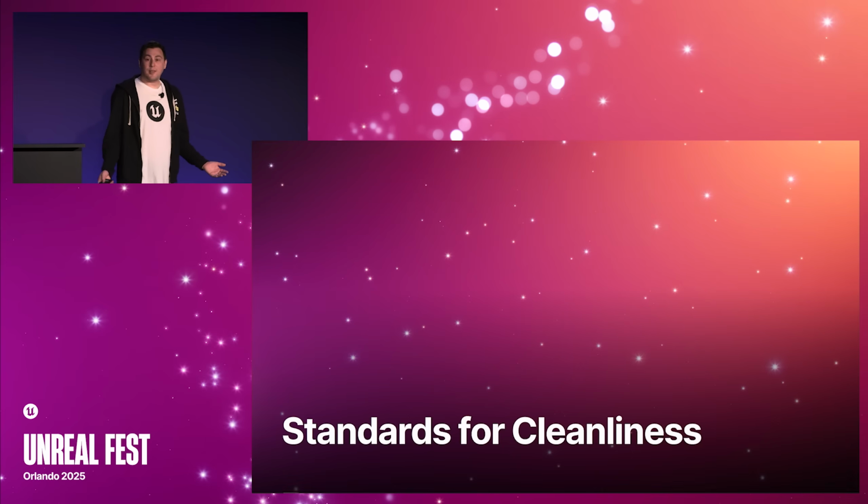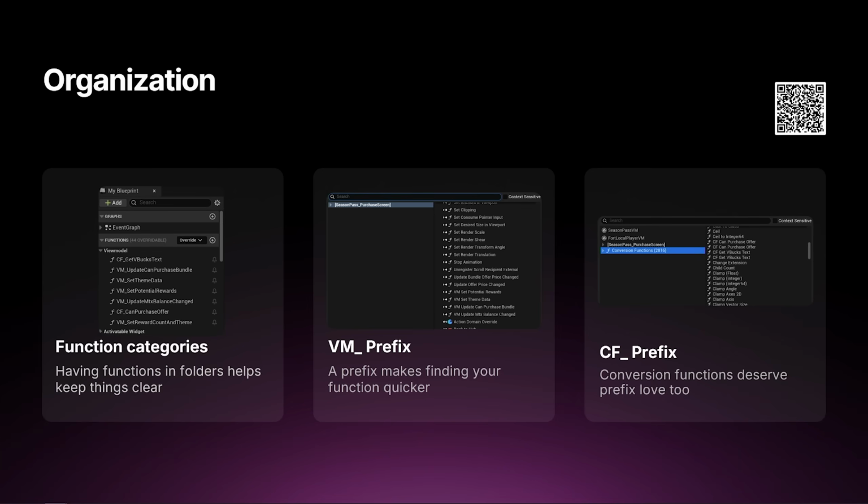All right, now let's talk about some tips for cleanliness and setting up your UI with MVVM. Every team has their own standards, but I thought it might be helpful if I show you some of ours. So the first thing you can do is to organize your functions into categories. Having them in folders helps to make things clear. There's a Viewmodel default category that you can use, or you can name your own. If you haven't used function categories before, you can find the field in the details panel when selecting your function. You can also scan the QR code on the top right of this slide for the official documentation around this.